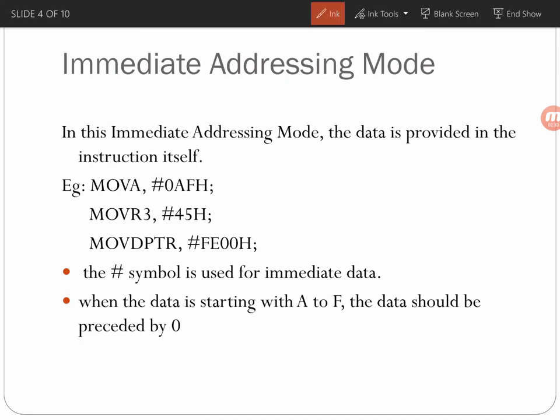MOV A comma hash 0AFH. So here, after the microcontroller executes the instruction, the accumulator will have the AF data present in it. And MOV R3 comma hash 45H. So here 45 is the immediate data available in the instruction, and once the microcontroller executes it, R3 will have 45H.